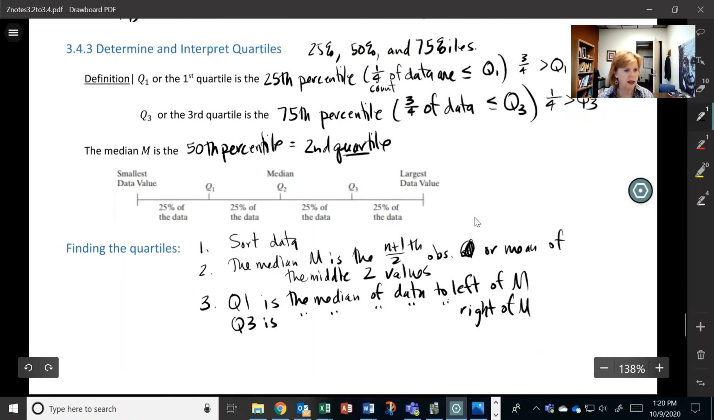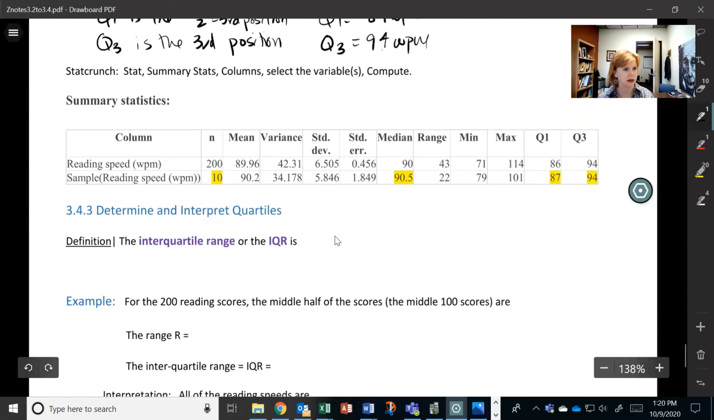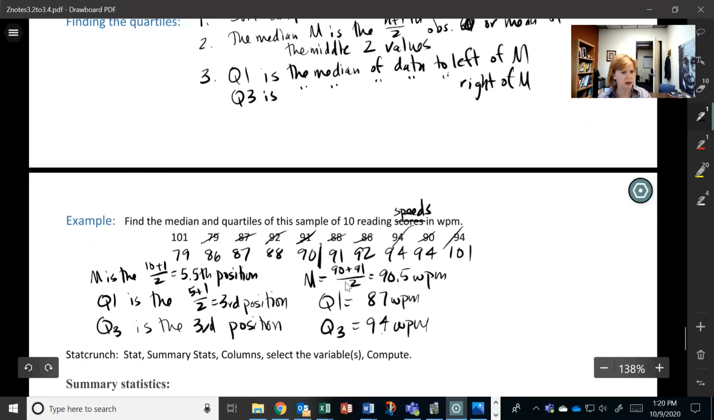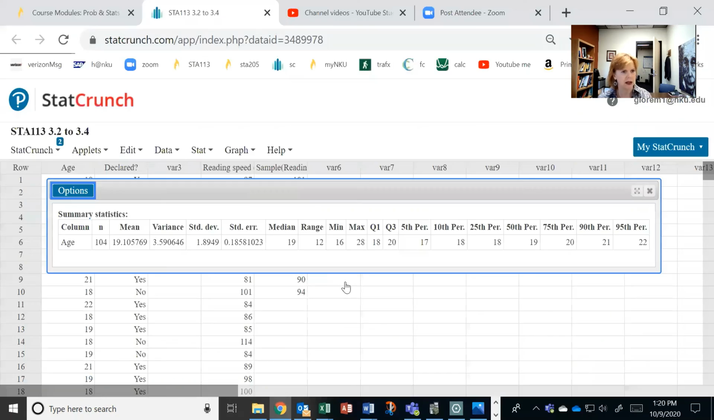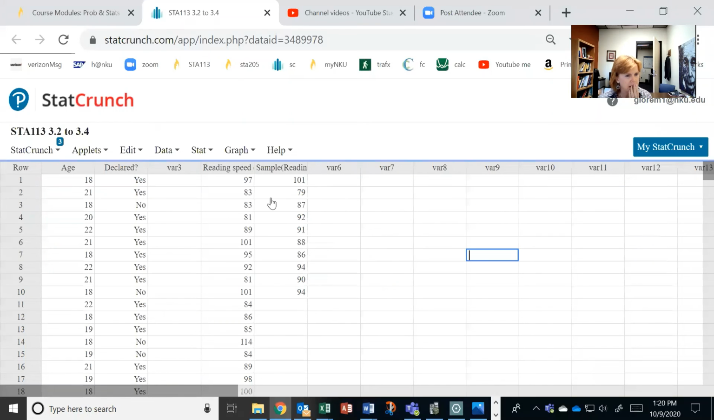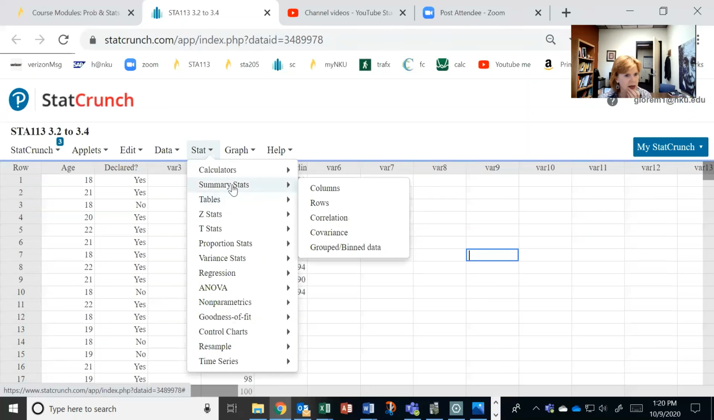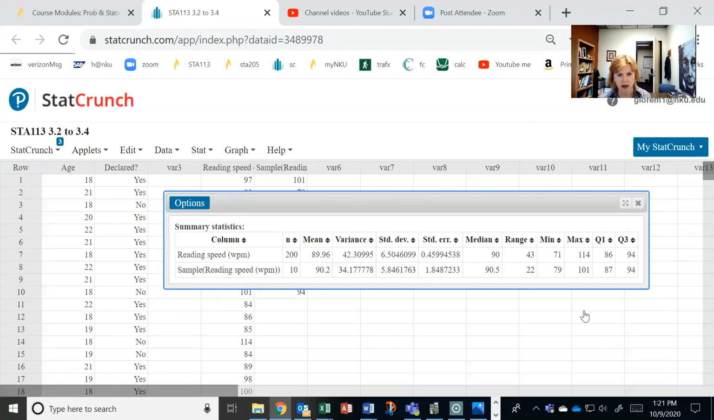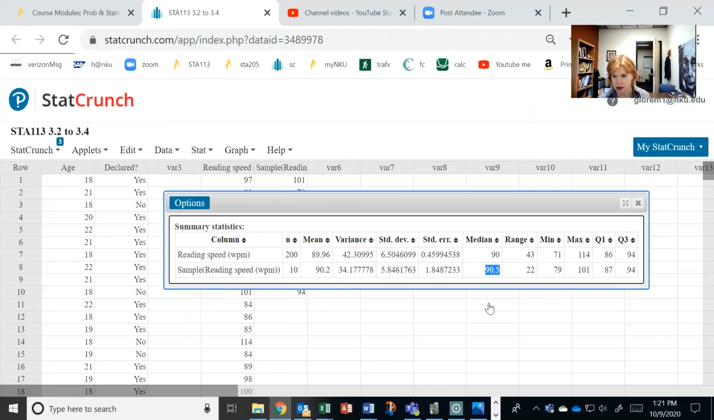So if I want to calculate these with StatCrunch, so here we're going to look at reading speed. We're going to do summary stats, columns. Here's all reading speeds, and here's that sample of reading speeds, the 10 that I just took. So these automatically come out. And so I've got my median, which was 90.5 for the 10, which I just calculated. And I just calculated 87 and 94 as the first and third quartiles.